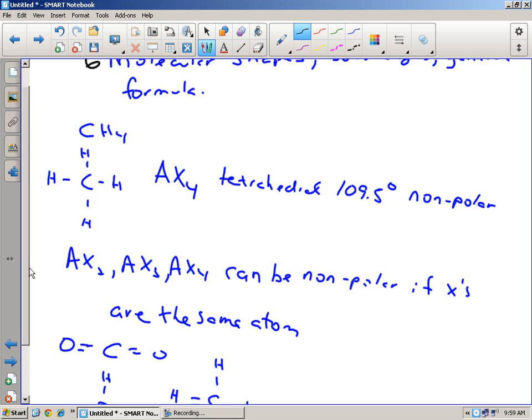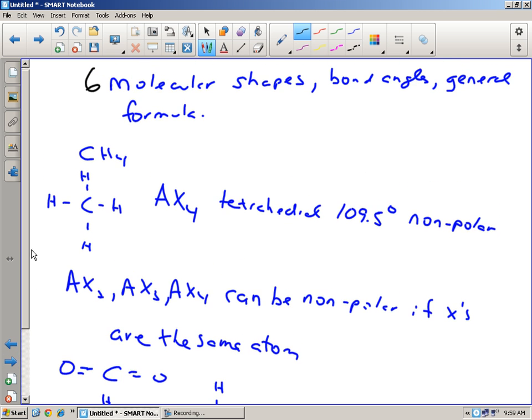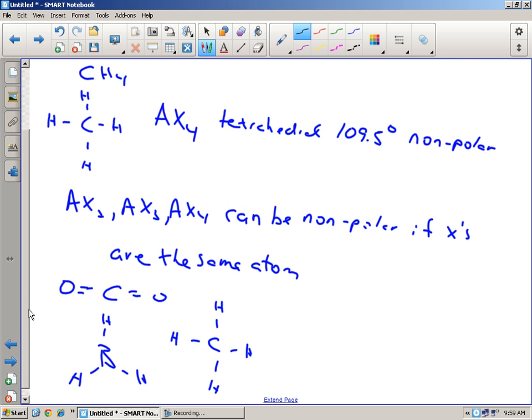Okay, just a quick example here. CH4. That was just the one I had time for last class. CH4, so we of course say that's AX4, that's tetrahedral. Oops, sorry, that's 109.5 for the bond angle, tetrahedral. And that one happens to be a non-polar molecule because all the X's are the same, it's symmetrical, right?